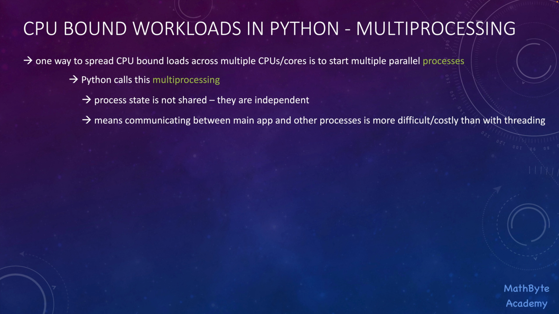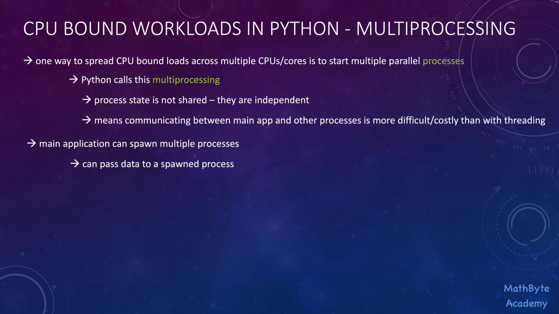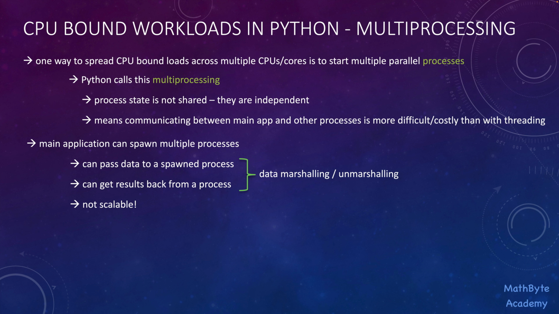Threading was easy. You had access to shared state. Whereas with processes, it doesn't work that way. So in Python, your main application can spawn multiple processes, pass data to a spawned process, and get results back from a process. The technical term for this is marshalling and unmarshalling, or, in some cases, people talk about serialization and deserialization. The problem with that is it's really not scalable.